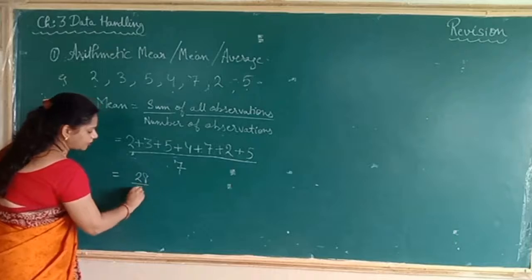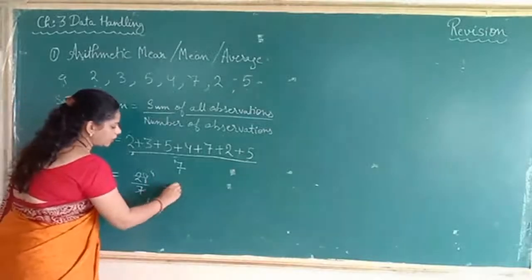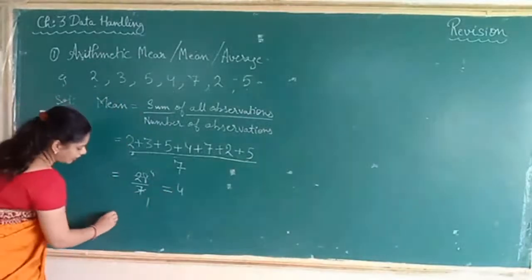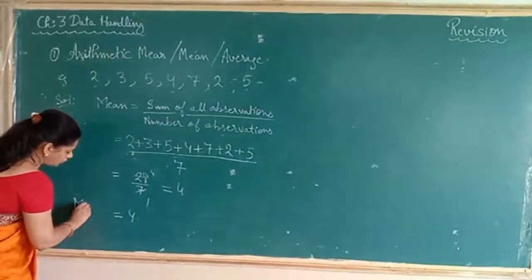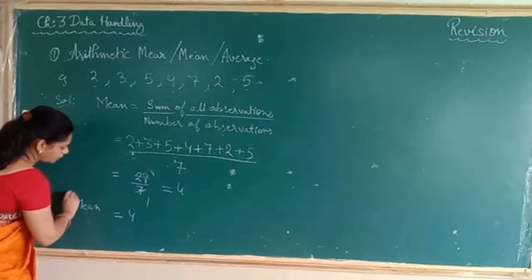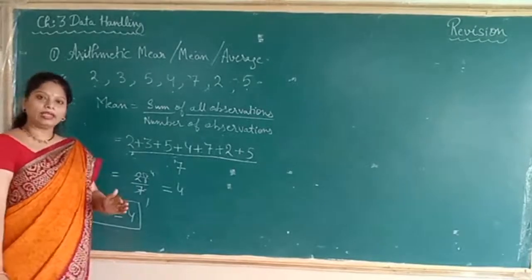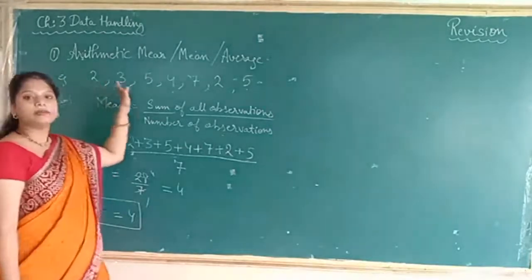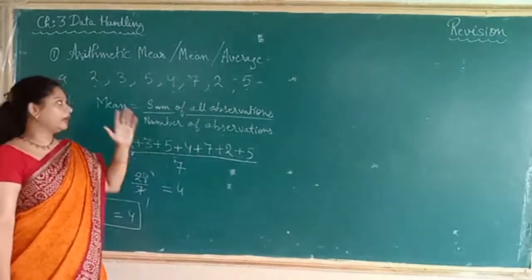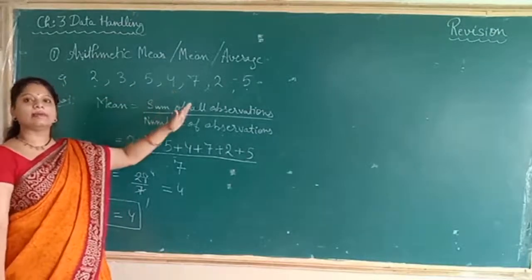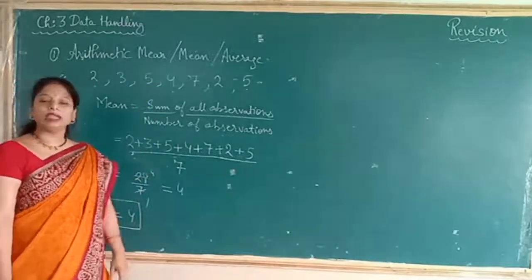28 divided by 7. Now, 7 4s are 28. So we got 4 here, and we can say the mean or average or arithmetic mean is 4. Okay, so for finding mean, what we have to do? We have to sum all the values and divide by how many values there are. यानी उनके नंबर से, काउंटिंग नंबर से, कितने नंबर्स हैं उनसे हमें डिवाइड करना है टोटल सम. So in this manner we can find the mean of any series.